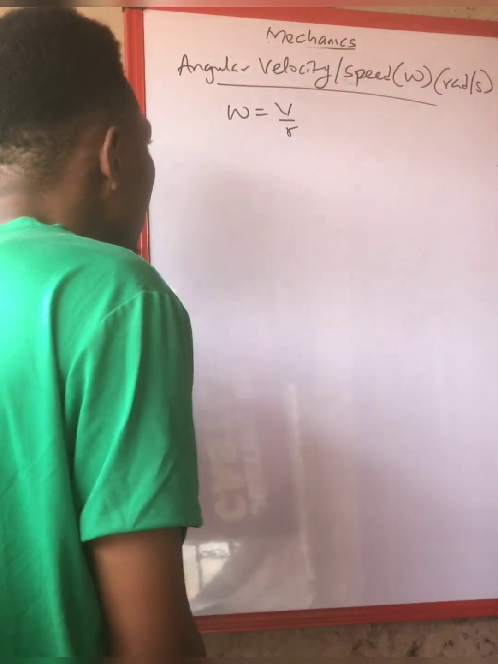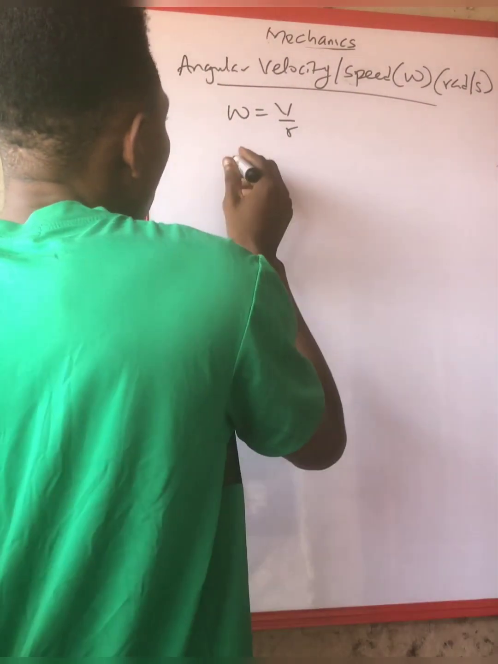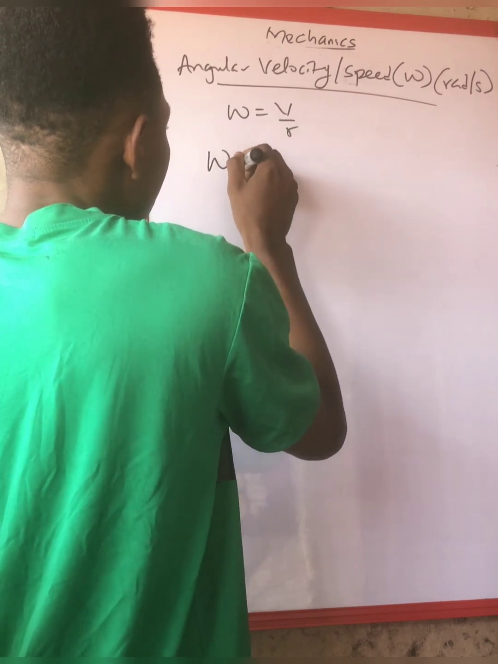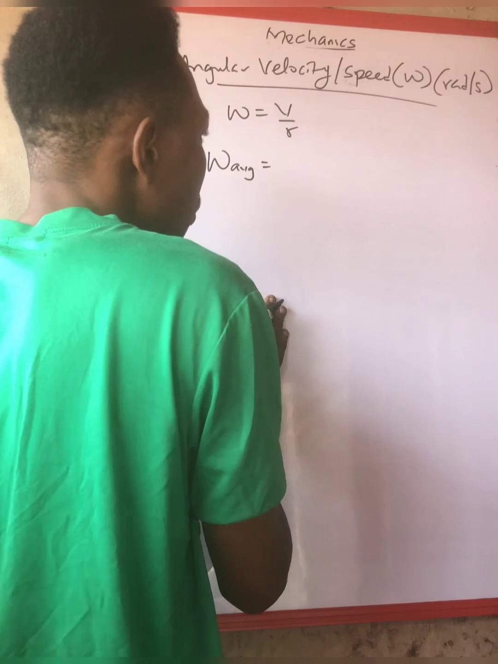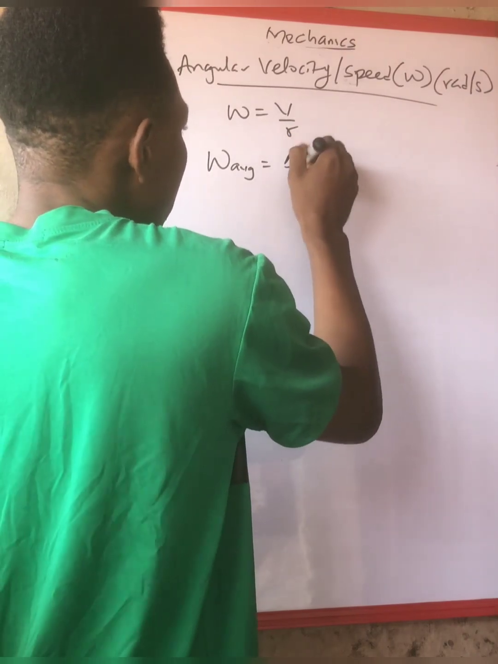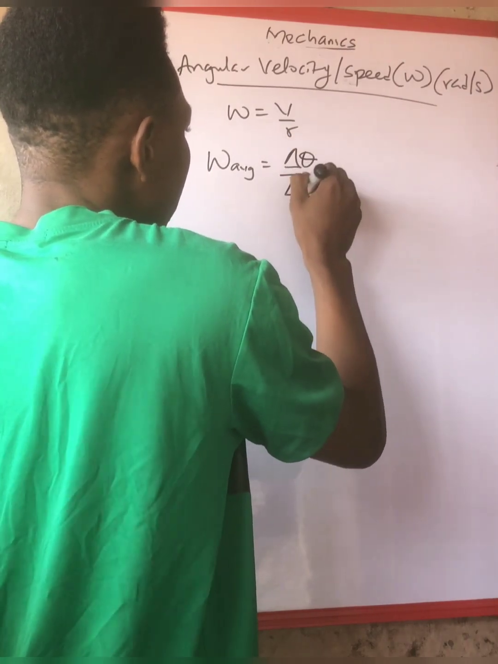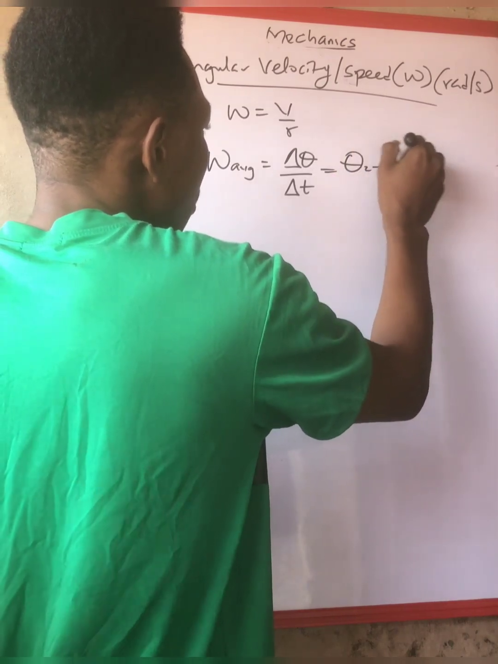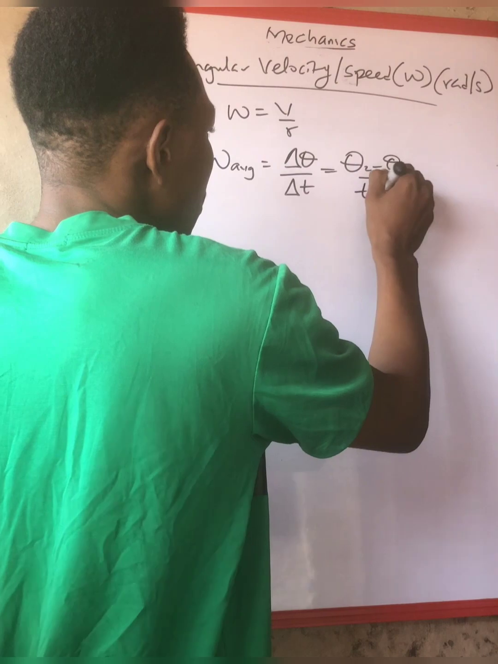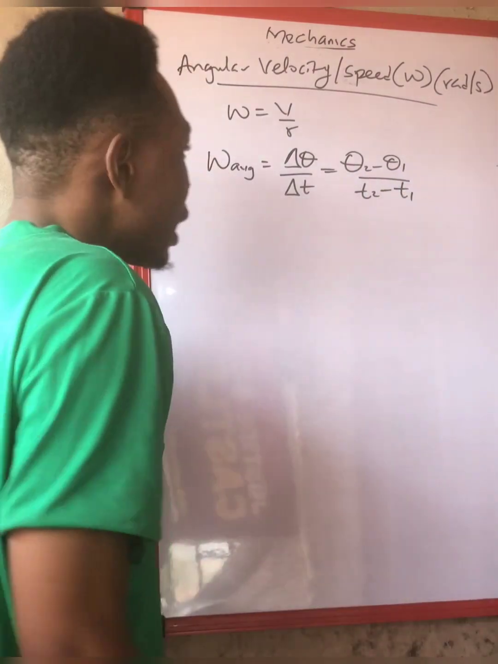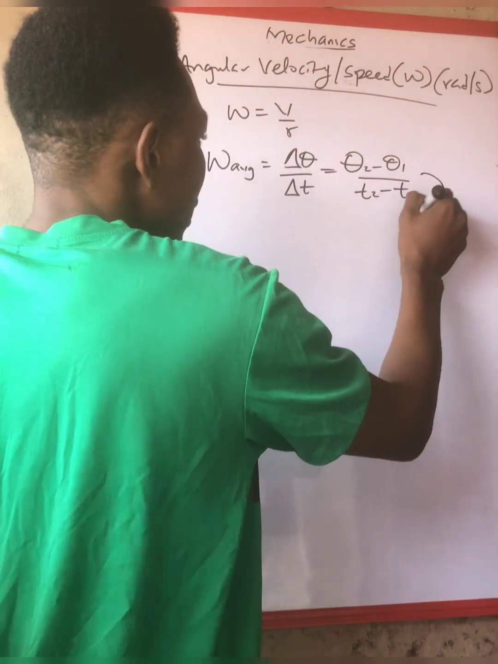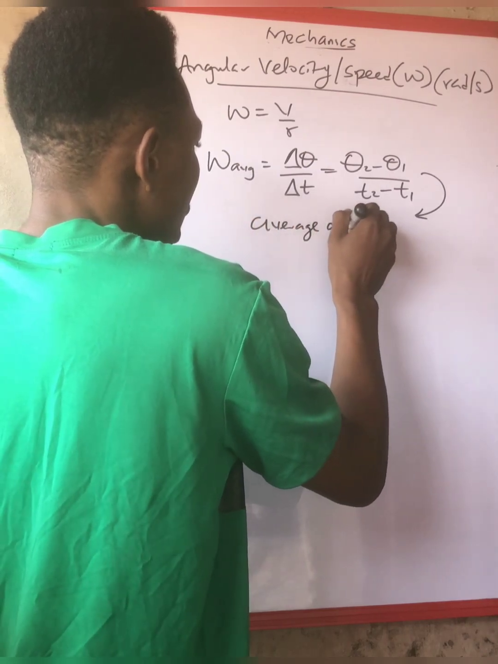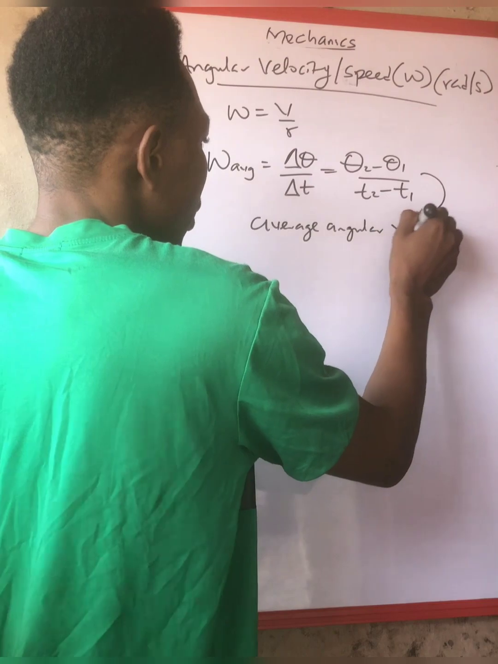Then we also have W average, which is equal to change in theta over change in time. That is theta 2 minus theta 1 over T2 minus T1. Now this one is known as average angular velocity.